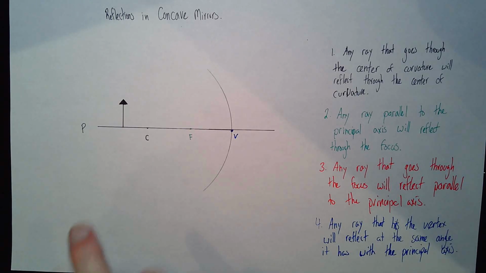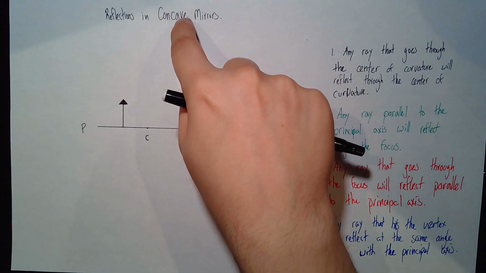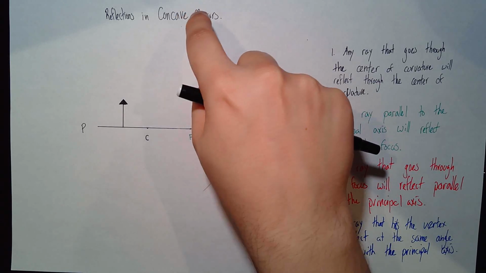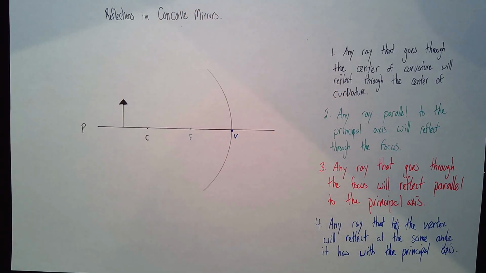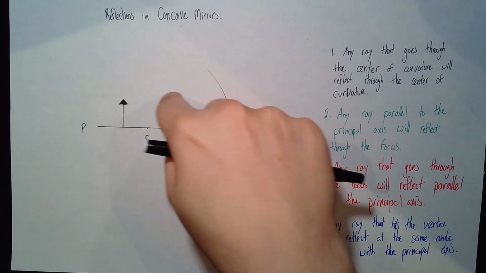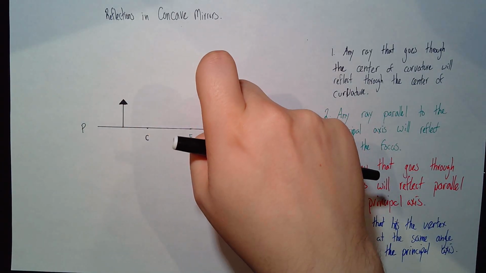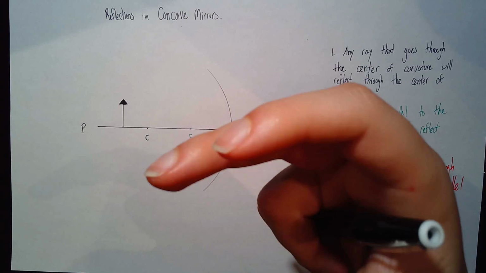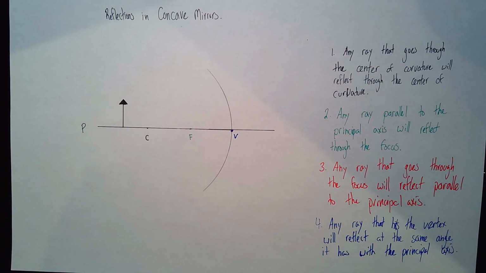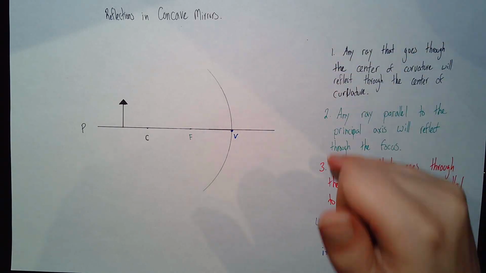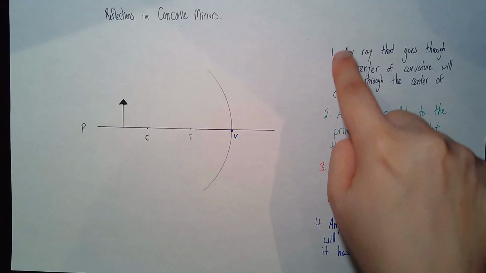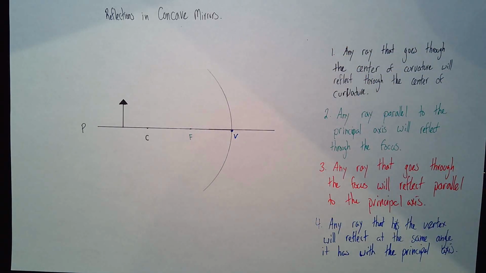And really for all of these questions where we're trying to find an image in really any mirror, and especially for a curved mirror, we want to be drawing our reflected lines off of this mirror and finding where they intersect. And so in order to actually figure out our reflected rays, we can use one of these rules to make it a little bit simpler than having to take out our protractor every single time.